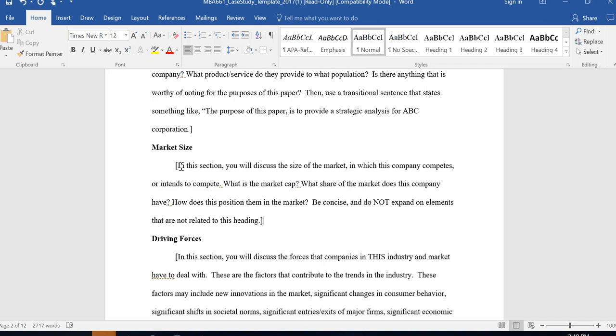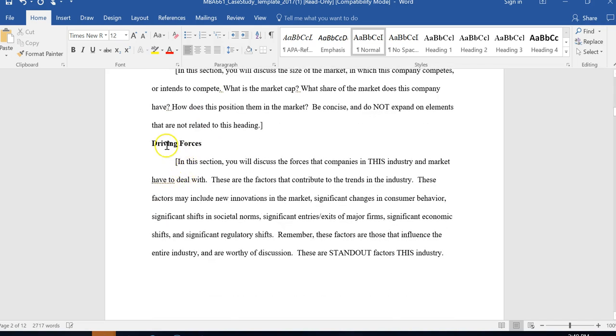The market cap for the industry that ABC Corporation operates in is $10 billion. The company has about 10% of the market, which puts them in 4th place. So it's really that simple. I do not want you to get off focus. I only want you to provide that information. We're laying the foundation so that you can understand where they are from a strategic standpoint before we even dig into this.